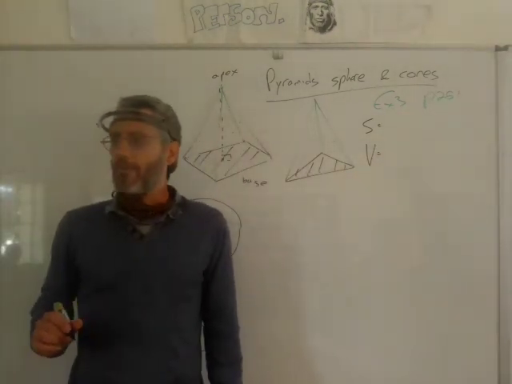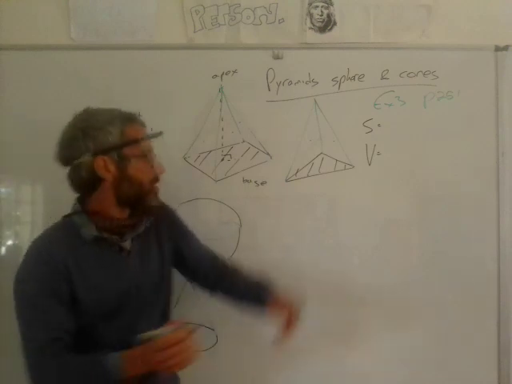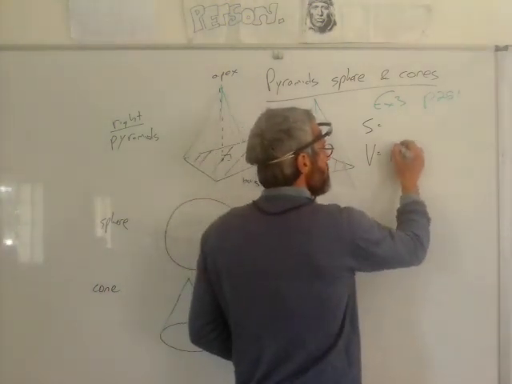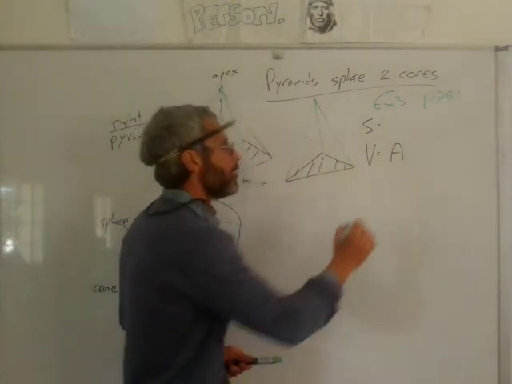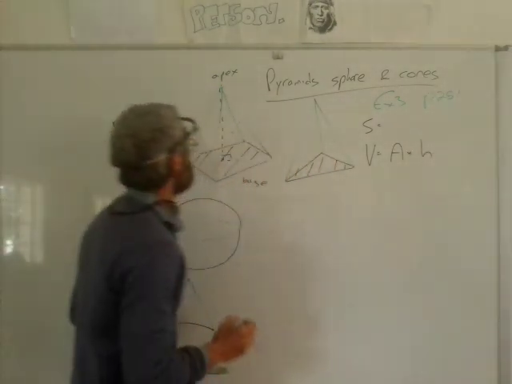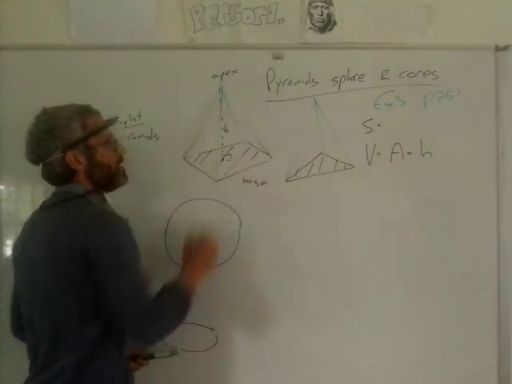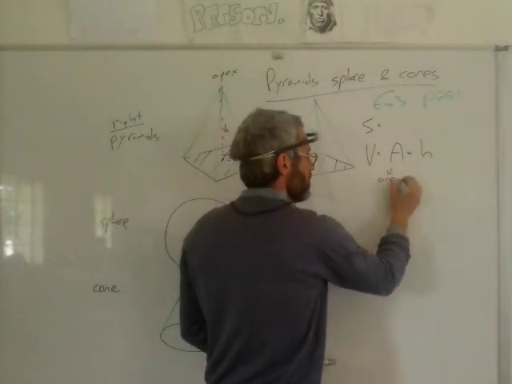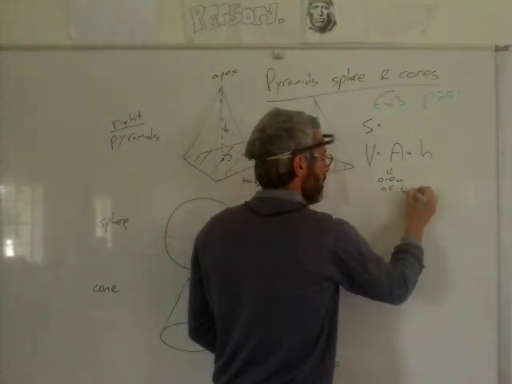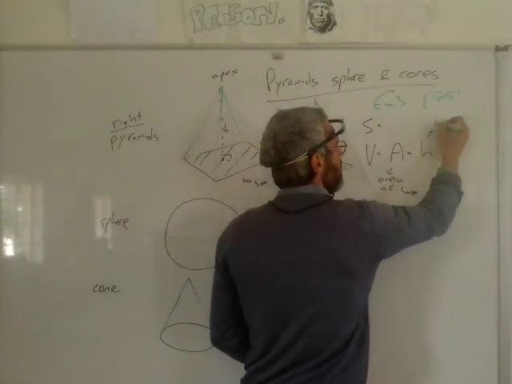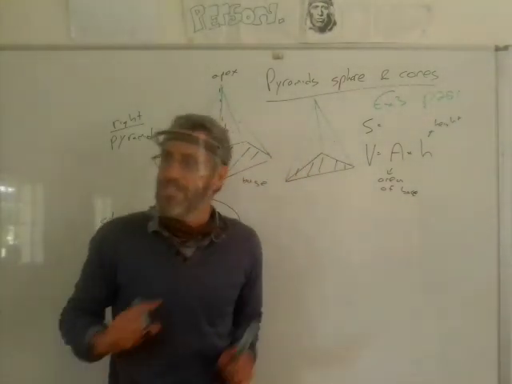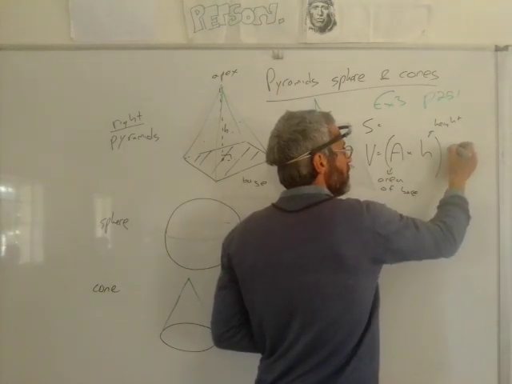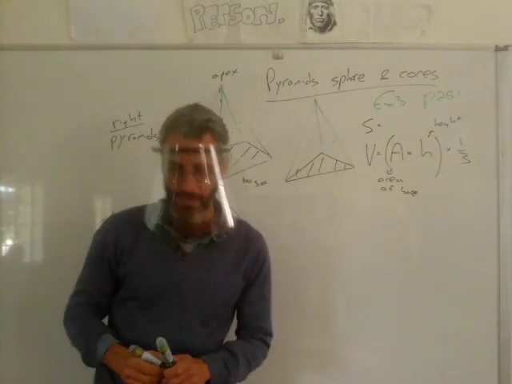Now, if you remember, for a prism, the one that has a base, top and bottom, what we do is we times the area of the base by the height. Height is the distance between the two bases. So that's going to be the area of the base times the height. Now in a pyramid, it's almost the same. The only difference is you have to divide by 3. That's the only difference.